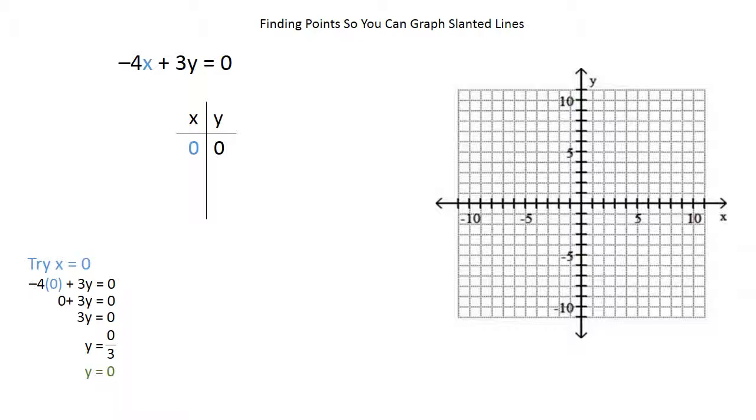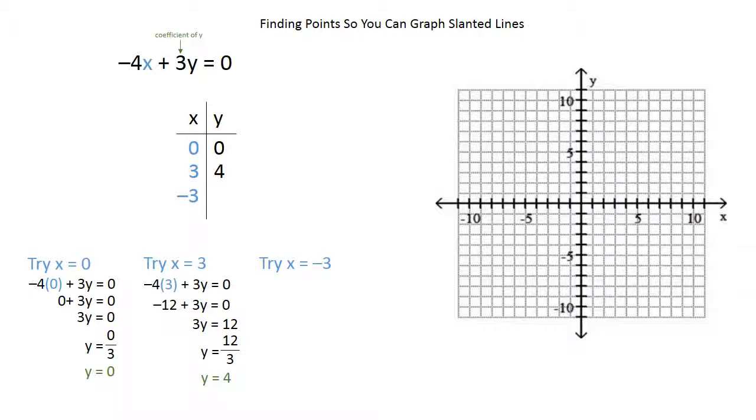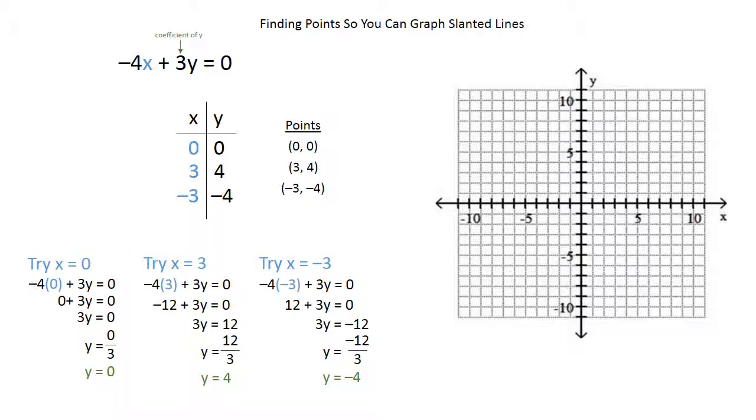So I'm going to throw that in the table. The other strategy on this particular problem is to try variations of that coefficient on the y when you plug it in for x. So you could try x equals 3 and plug that in, solve for y, you would get +4, and you could also try x equals -3. Plug that one in and solve and get -4. After you finish finding 3 points, you can just gather them together as coordinate pairs and graph them on the coordinate plane, and then just draw a line through them. So that's finding points so that you can graph a slanted line. You can just pick values for x, and there are different strategies for finding good values of x that will give you integer values for y.